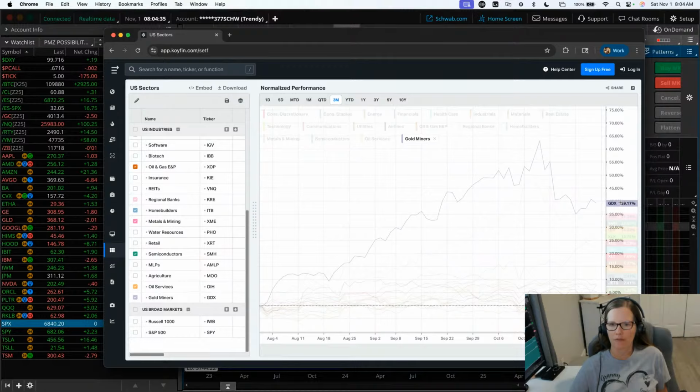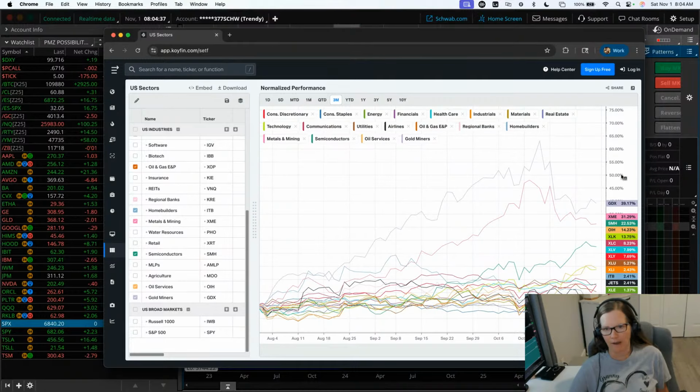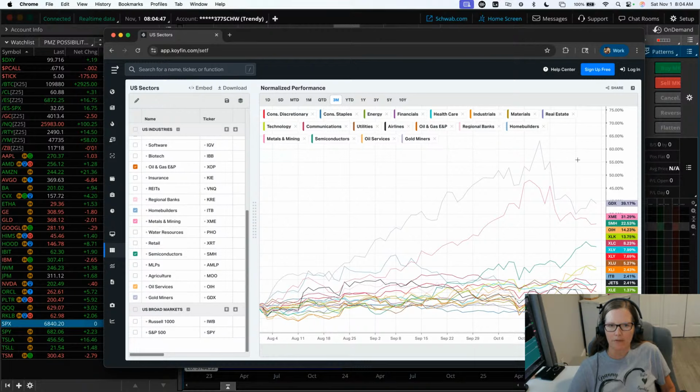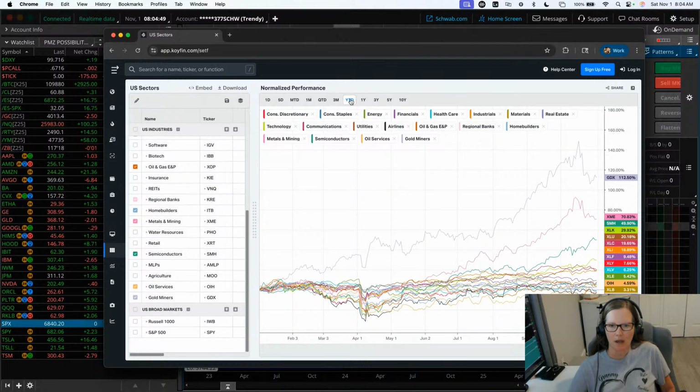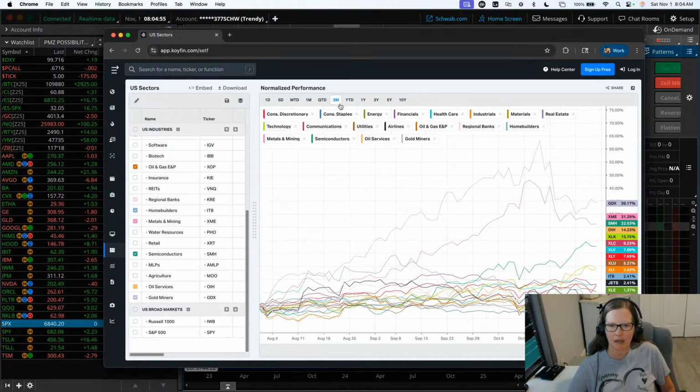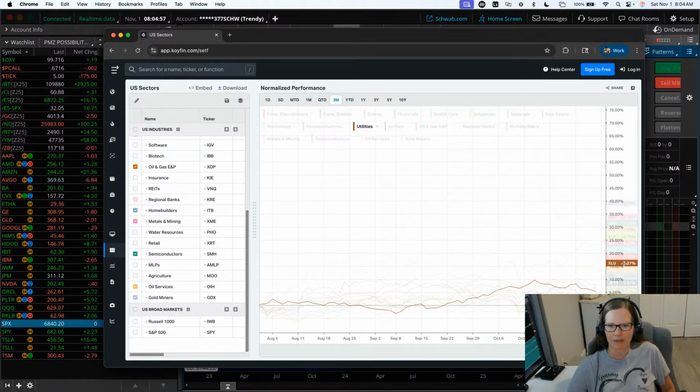Otherwise, you still have gold miners, metals and mining, the semiconductor sector, technology, and communications up here. Another thing that I notice when looking back is you see utilities here on a year to date look back, but on a 3-month look back, they've dropped down more towards the middle.